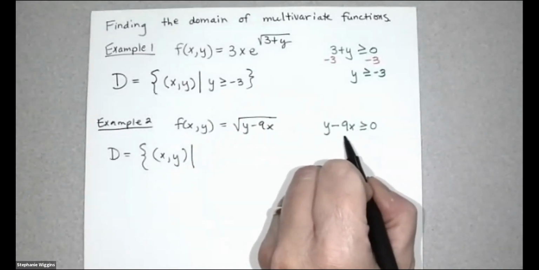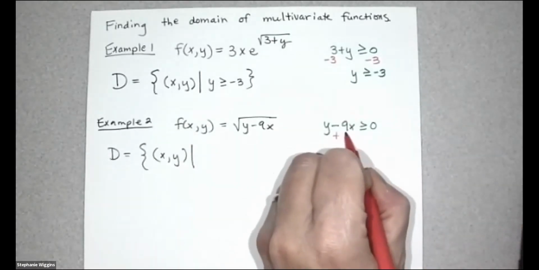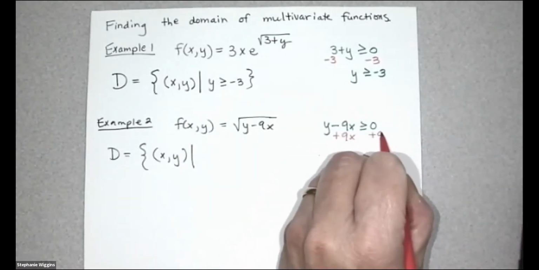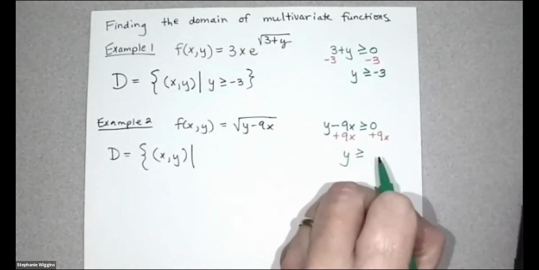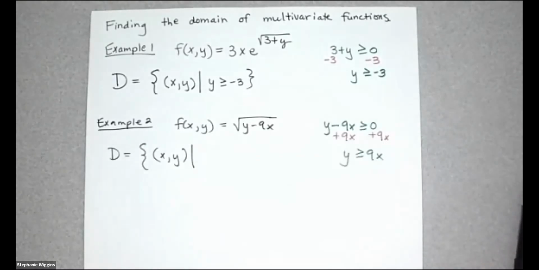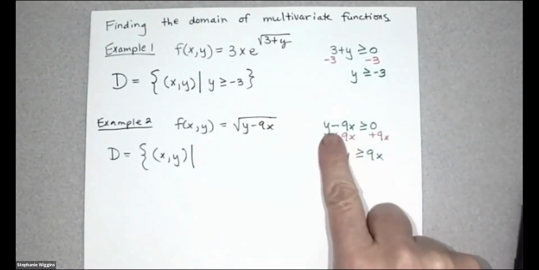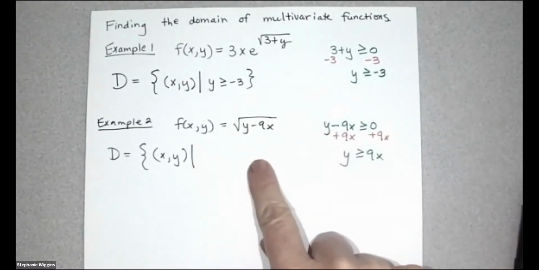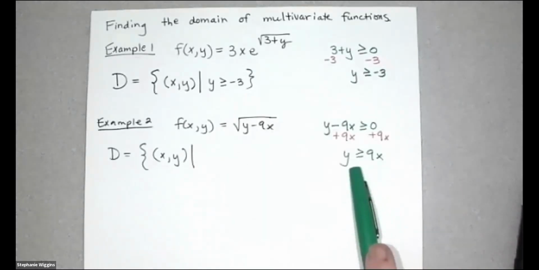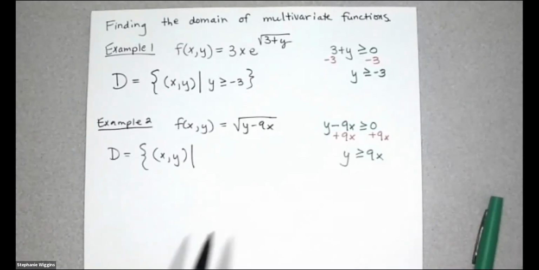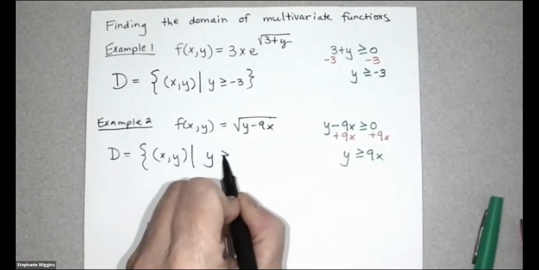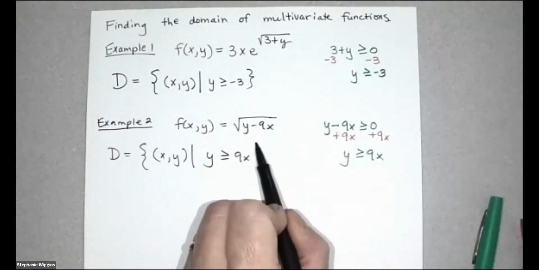And if I add 9x to both sides of my equation, I have that y is greater than or equal to 9x. Now, it would have been fine for me just to write this inequality here, but I'm doing it like this because this is how your textbook does it. So when you're doing your homework, you'll see they'll want it in this form. So I'm just going to write it this way. You're going to isolate the y.